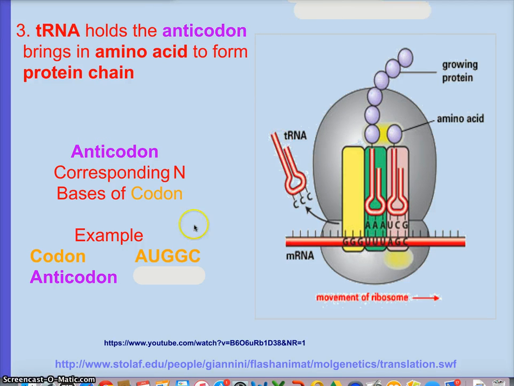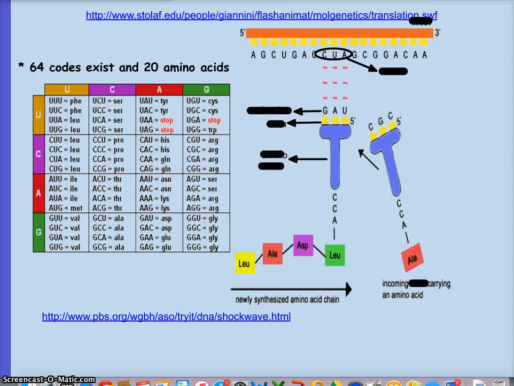Anticodon is corresponding N bases. So if the codon is A, U, G, G, C, what's the anticodon? U, A, C, C, G. Good job, okay? Now remember that these links, if you want to watch them again, open the notes in iBooks and copy and paste the links, okay? That's the only way you can get the PDFs to become active.